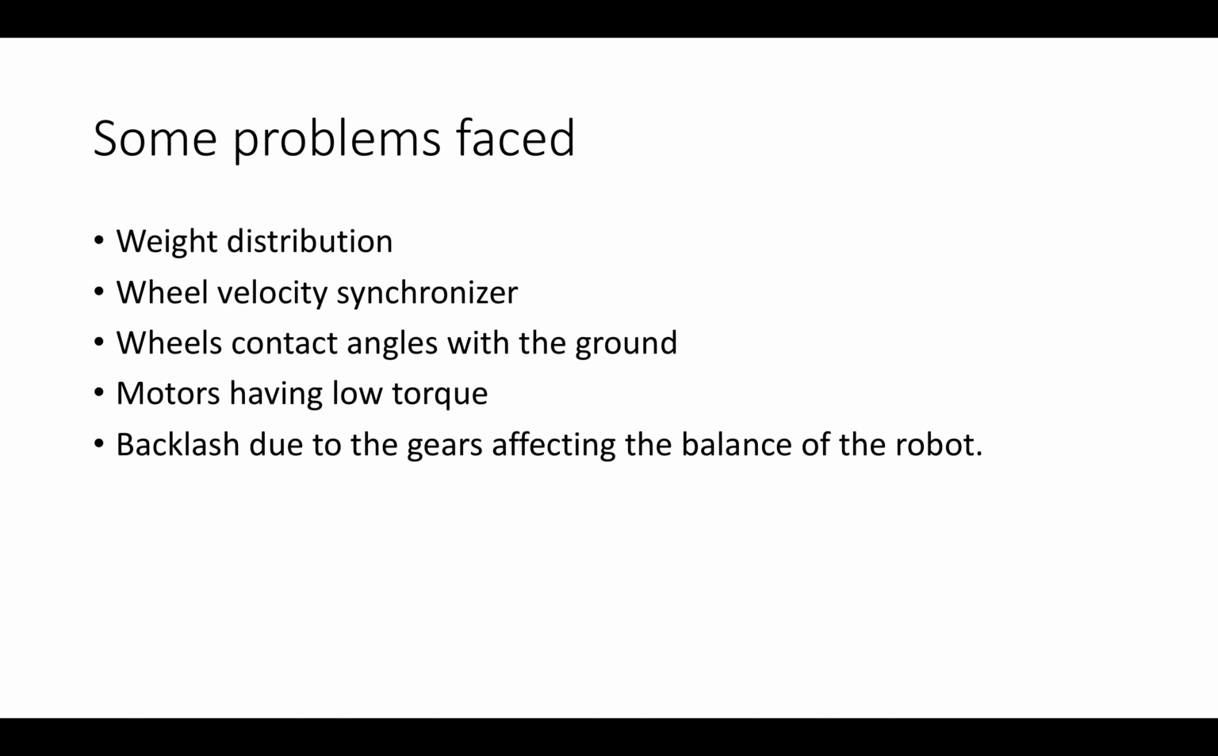The second problem faced was the wheel velocity synchronization. We noticed throughout our execution that each wheel had different velocities, especially since both motors were fed the same PWM signal. So this was mainly a problem. Another problem is the wheels' contact angle with the ground, so the wheels were not fully in contact with the ground. This resulted in a bad performance of the wheels because we weren't getting the total torque that we needed from them.